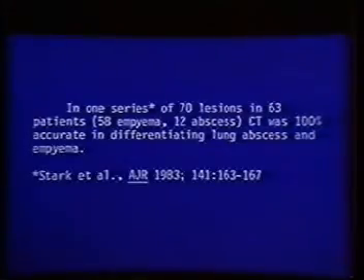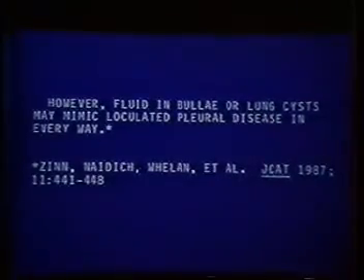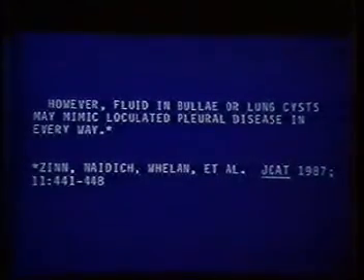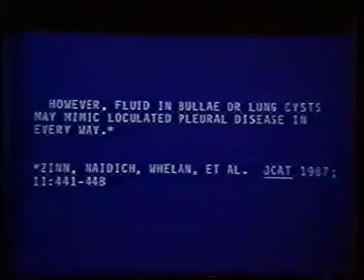One thing that's been pointed out in the literature much more recently, in 1987, by Dave Naidich's group in New York, is that if you have fluid in either bullae or lung cysts, they may very closely simulate pleural disease in just about every way you can imagine. So I think it's pretty clear that no sign or combination of signs is going to be 100% accurate. But again, I think CT gets reasonably close to that.